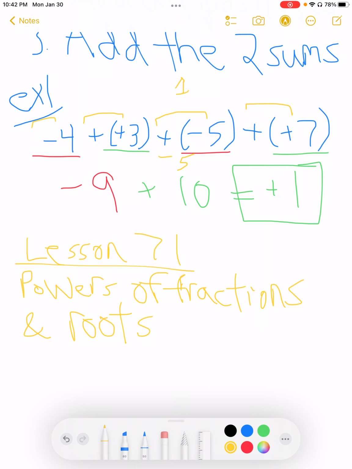So let's go ahead and just talk about what a power is. If I say 2 to the power of 3, what does that mean? It means that I'm going to multiply the base by itself 3 times. So I'm going to do 2 times 2 times 2. That means I'll have 4 times 2, and then I'll have 8.